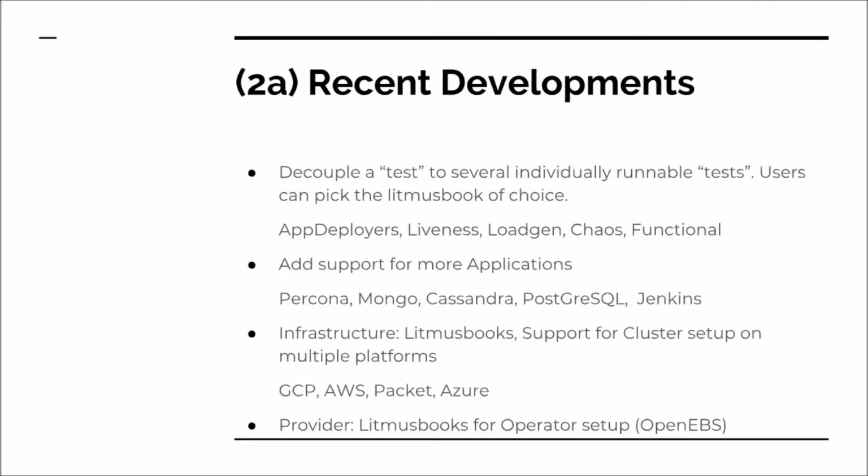And then the actual crux, the chaos jobs, are present. There are some functionality jobs also that are being added. So the app deployer, liveness, loadgen, all are being considered as individual tests themselves and have their own loggers, and they have their own results that are getting recorded. So this is one of the changes that has been made.